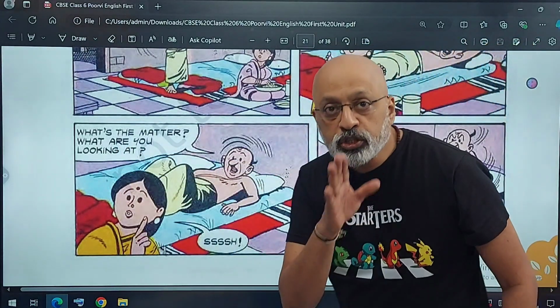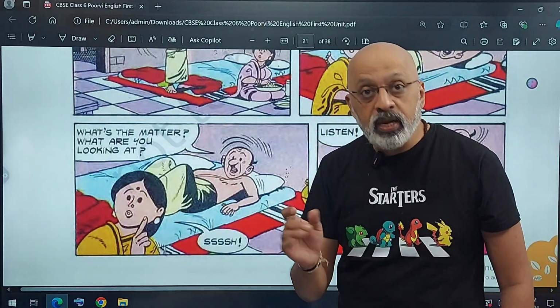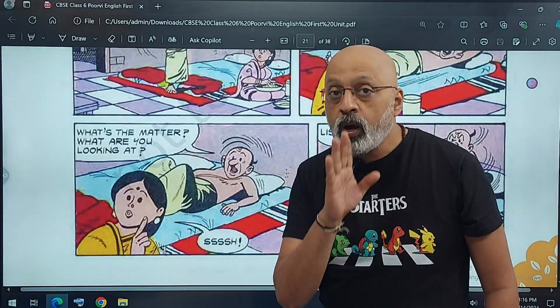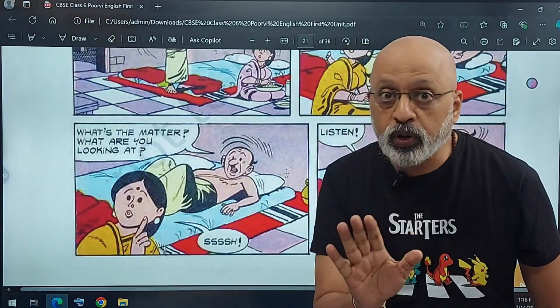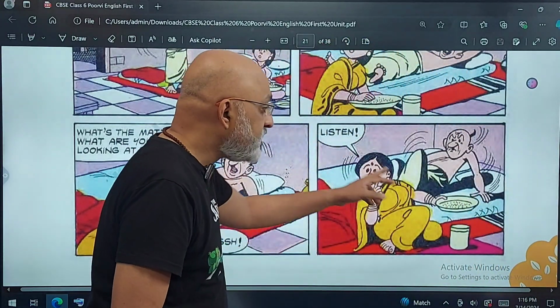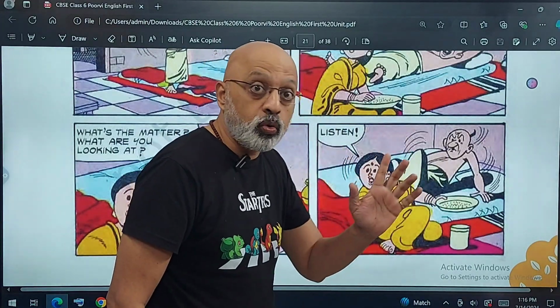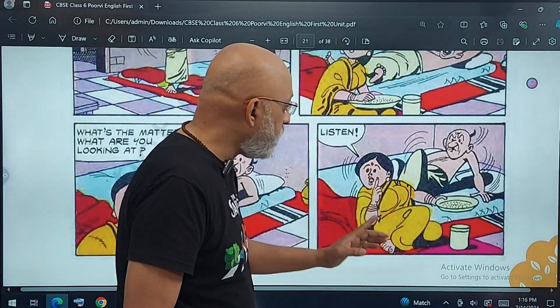And she says, shh, which indicates be silent. Shh. The meaning is a question also. What does it indicate? That chup raho. Shh. Why does she say that? Because she says, listen. शांत रहो और सुनो. तुमको कोई आवाज सुनाई पड़ रही है?